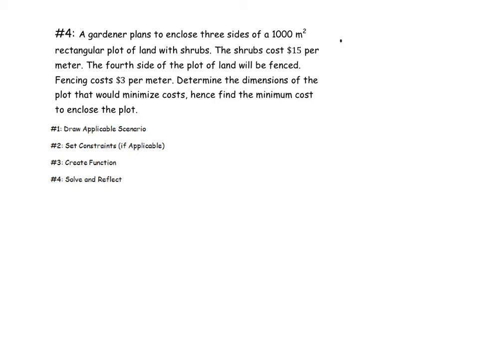Okay, so let's draw. I'm going to draw myself a rectangle. I know that in a rectangle, opposite sides are congruent in length. And I know the area of the rectangle, excuse me, is 1,000 meters squared. So to me, that means 1,000 equals x times y. Now I'm actually going to solve for y here. And if I solve for y, I get 1,000 over x. That's going to be useful here in just a minute.